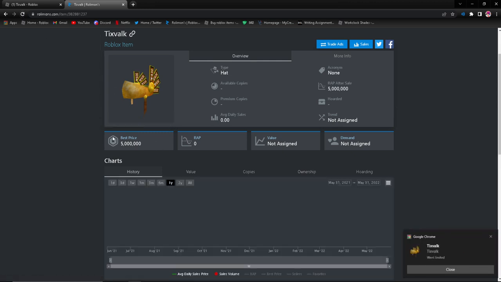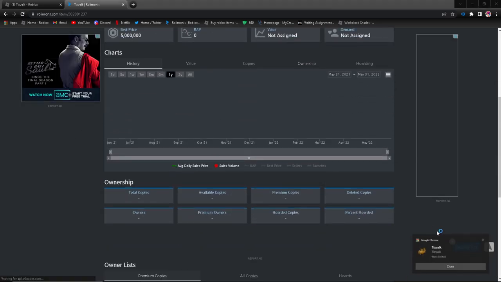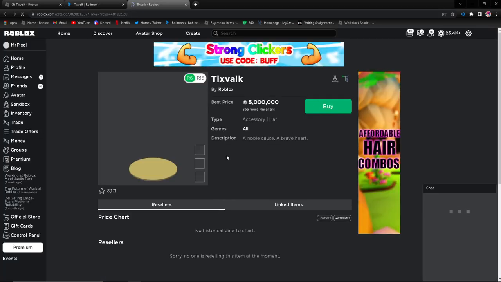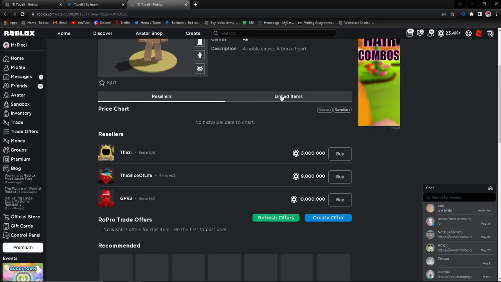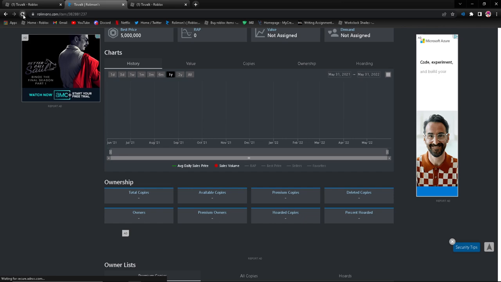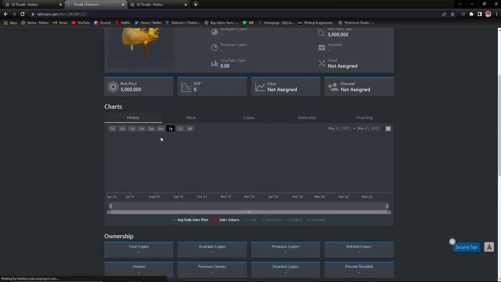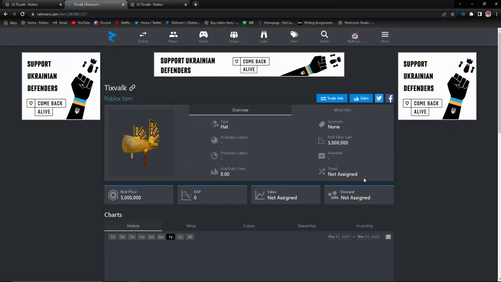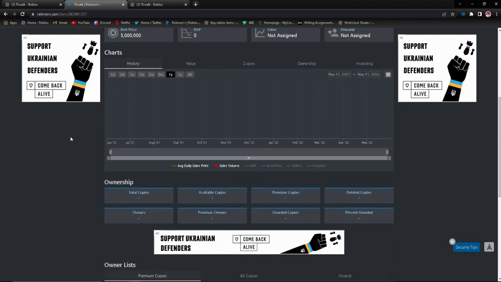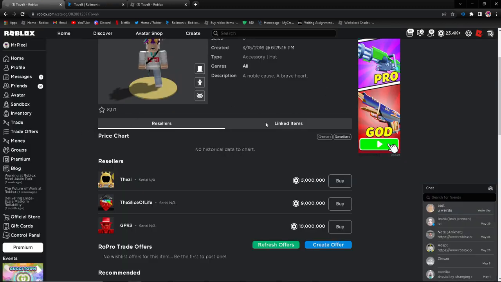There we go. Tixvalk best price, 5 million Robux, and it officially went limited. Three resellers. Let's refresh Rolimons. 5 million best price. Demand is unassigned. The Tixvalk went limited. That means two things. One thing, guys, a new item has come.